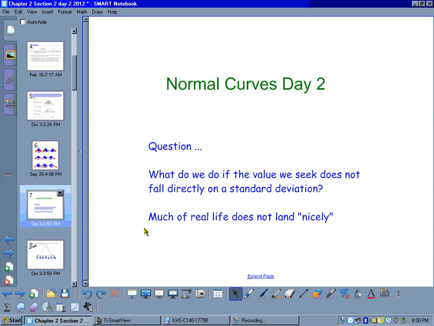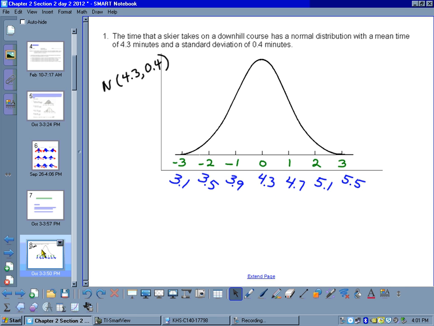This is the second day of normal curves. The big question arises: what do we do if the value we seek does not fall directly on a standard deviation? This happens quite frequently in real life. The problems we did for homework last night took the skier on a downhill course with a mean time of 4.3 minutes and a standard deviation of 0.4 minutes.